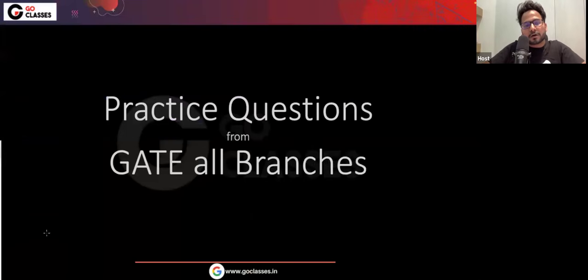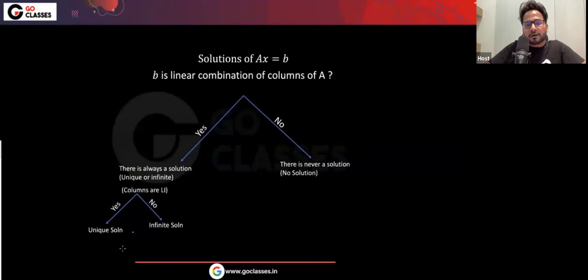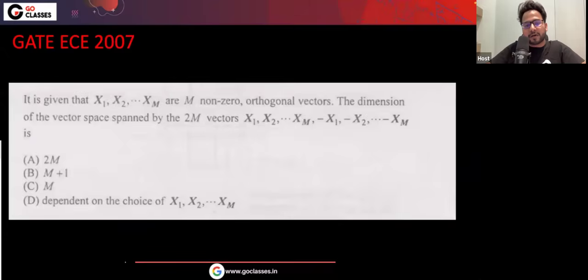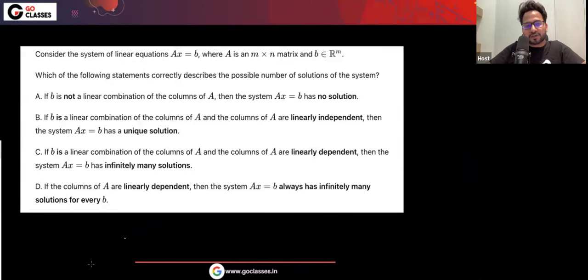Okay. So this is from all the branches. Let's see the first question. This question is not from GATE PYQ. After this I have GATE PYQs, but this particular question is just an MSQ question, and it is not a GATE PYQ question. So let's just solve this question.